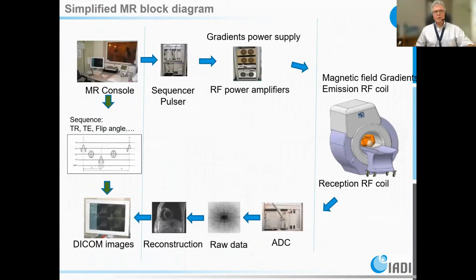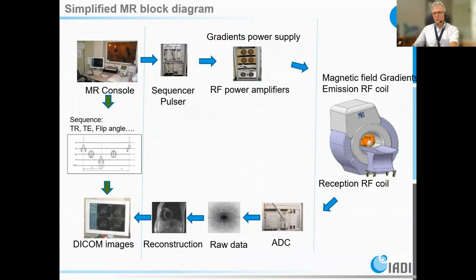But my goal today is just to go behind this console. On the console, you have the sequence and you have the DICOM image at the end. But to do all this, we need a sequencer. We need a lot of power. I will go through this. Of course, a magnetic field, gradient of magnetic field, radio frequency coil. And after you go back here with the signal and you have all the data in the k-space, and you can have your images.